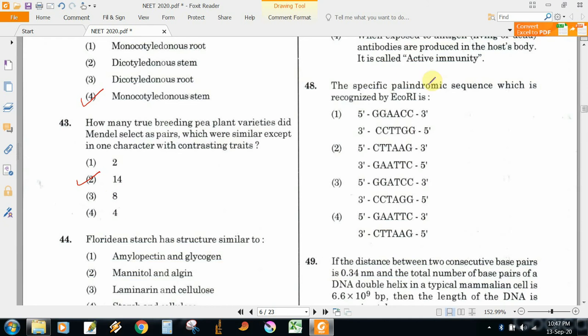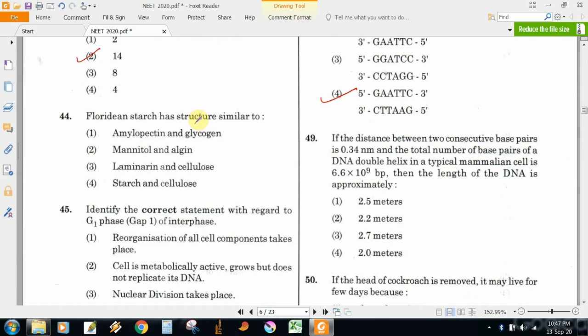So next one we are having the specific palindromic sequence which is recognized by EcoRI. Remember, the palindromic sequence for EcoRI is 5' GAATTC 3', right? So based upon that you can see the fourth option is the right one over here. Yeah, floridean starch has a similar structure to amylopectin and glycogen. Yes, exactly. The first option is the right one over here.